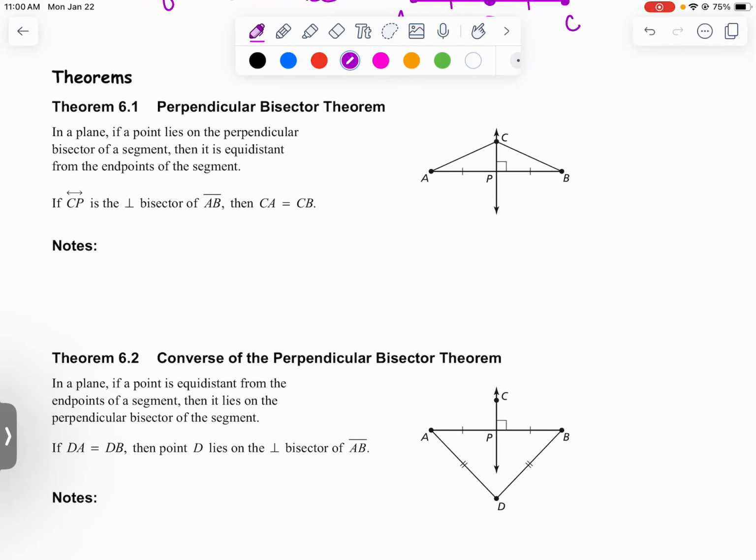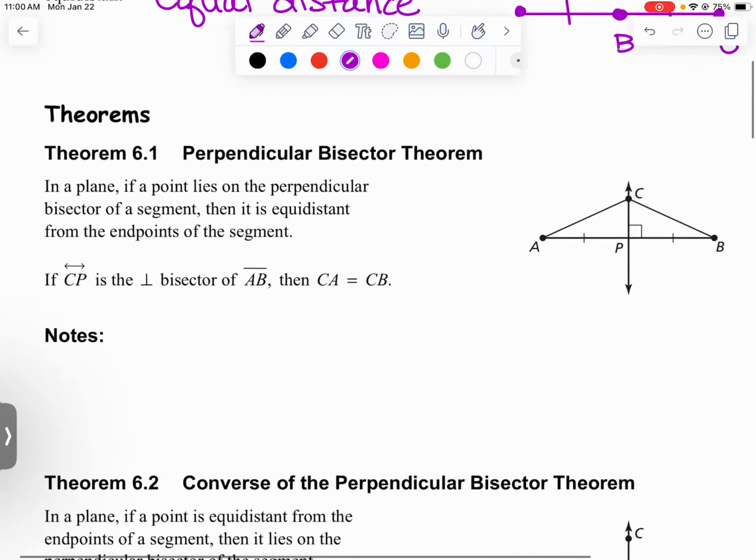Perpendicular bisector. Perpendicular means 90 degrees. Bisector. Bisecting. Two equal parts. So a bisector, if we're talking about a segment bisector, it is cutting the segment into two equal parts. How about this one? If a point lies on a perpendicular bisector, then it is equidistant from the endpoints of the segment.